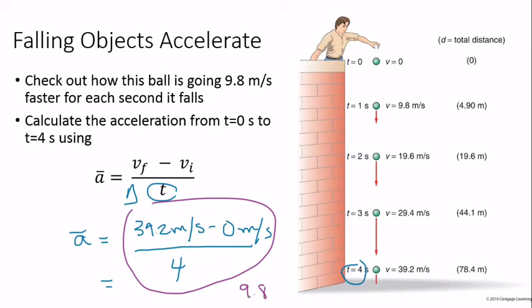And let's go ahead and look at our units. What would the units be here? Unit-wise, I've got meters per second in the numerator, and I've got another second in the denominator, so meters per second squared. So there you go.